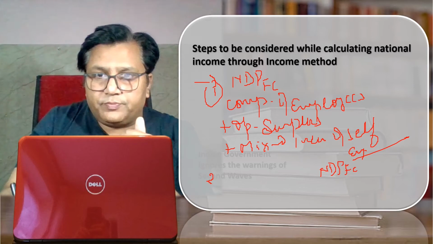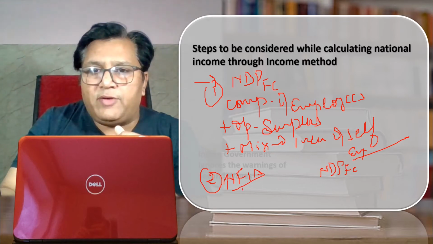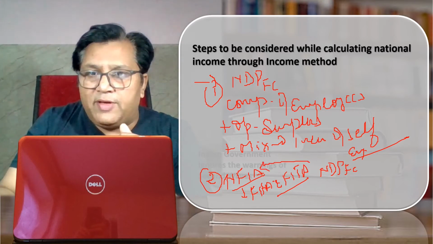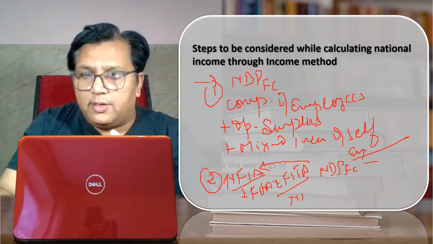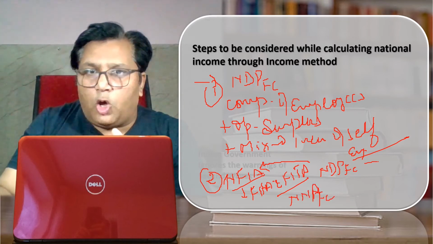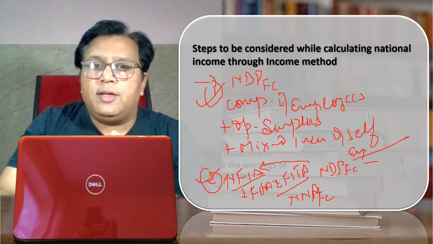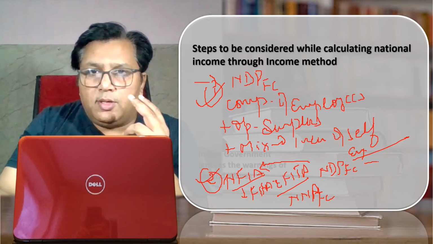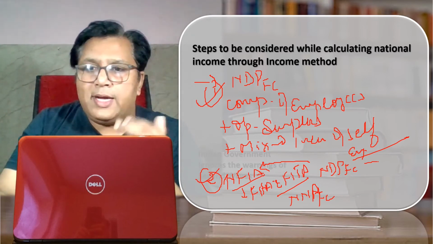Second step is to estimate NFIA. How to estimate NFIA? By finding out FIFA and FIFA outflow and finding its net value, that is NFIA. That net value, that is NFIA, should be added to the domestic income to calculate the national income, that is NNPFC. So how many steps are we following? We are following two steps. Under the first step, we calculate the domestic income, and under the second step, we find out NFIA, and that NFIA should be added to the domestic income to get the national income. I hope the point is clear.